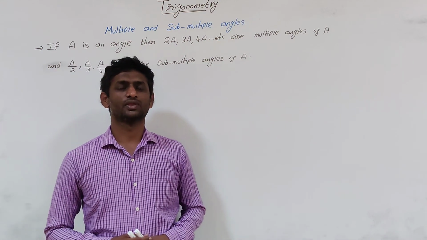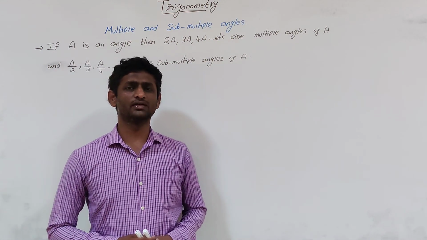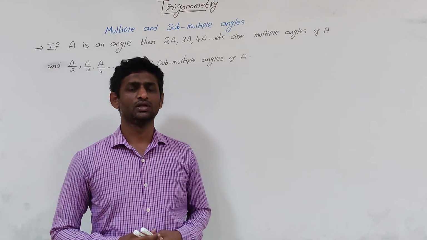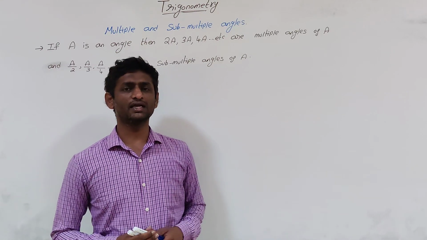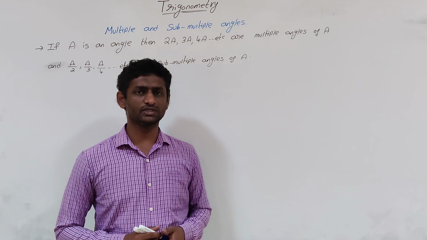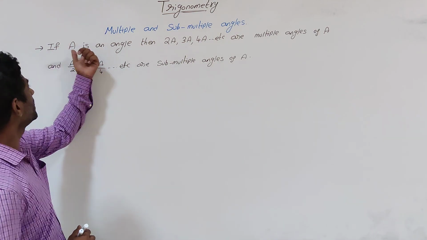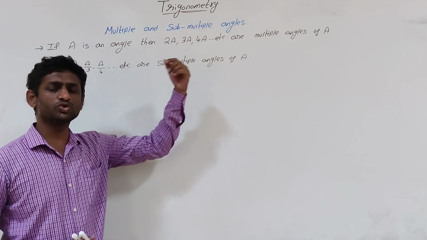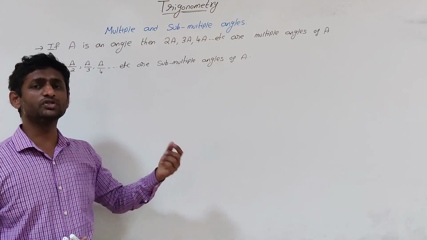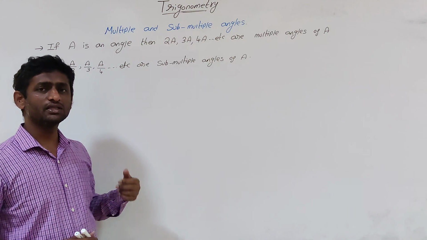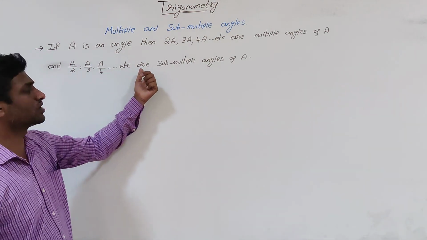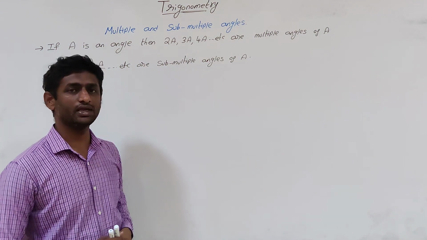Hello students, today we'll go for a new topic, that is multiple and submultiple angles. So what is a multiple angle and what is a submultiple angle, we'll see. That is, if A is an angle, then 2A, 3A, 4A and so on are called multiples of angle A, and the fractions A by 2, A by 3, A by 4 etc. are called submultiple angles of A.